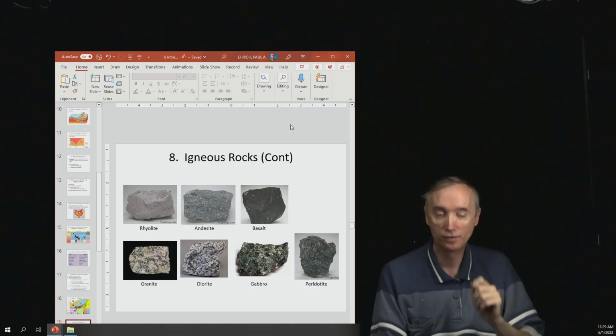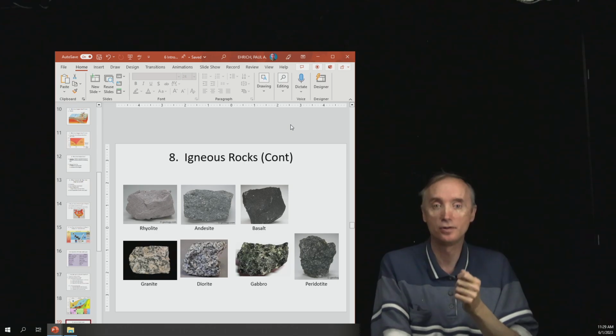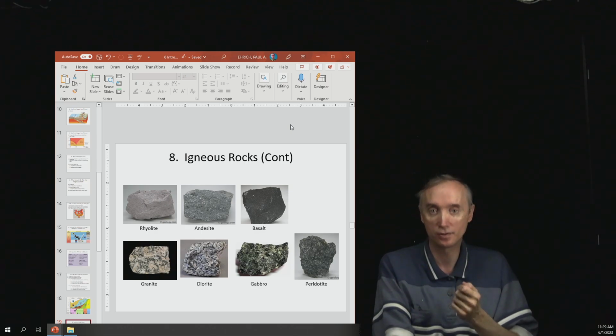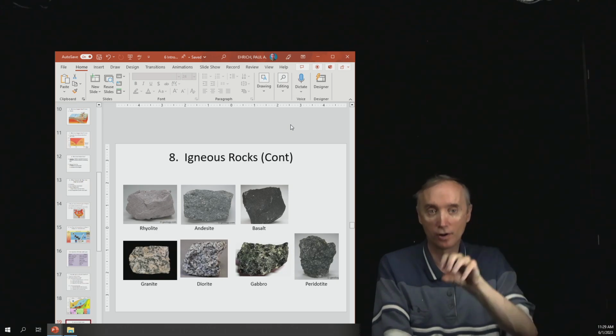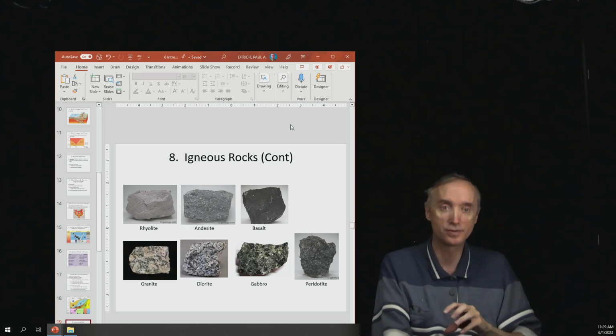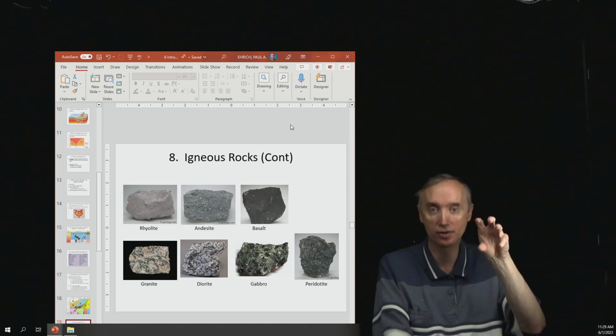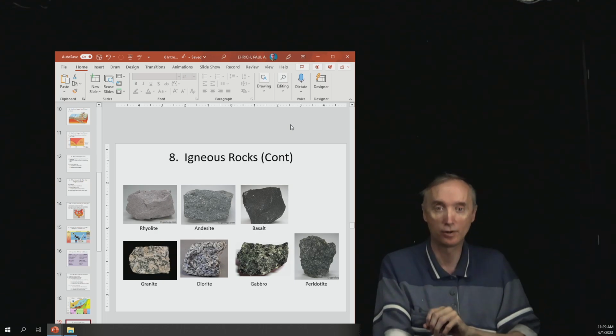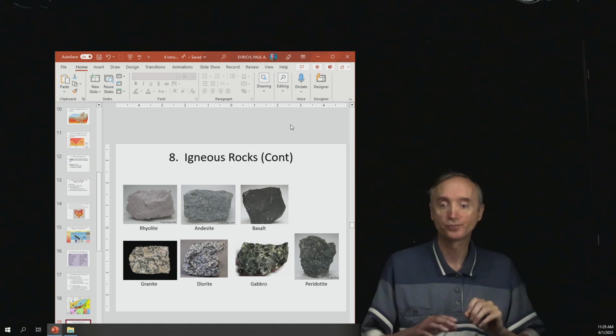Basalt is made of exactly the same material as gabbro, but basalt forms at the surface of the earth. So basalt is very important because basalt is what the ocean floor is composed of. And then we said that underneath that was gabbro. So that makes sense. At the surface, you've got the basalt. Underneath it, you got the gabbro.